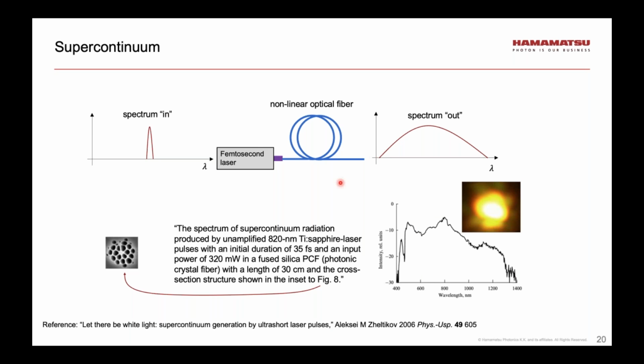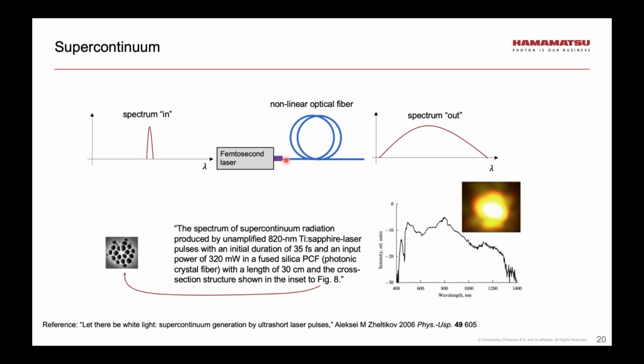Let us now look at a rather fascinating source of broadband, which is known as supercontinuum. This is a system that consists of a short pulsed laser, a femtosecond laser, and a nonlinear optical fiber. The laser is going to produce a nearly monochromatic pulse of light.